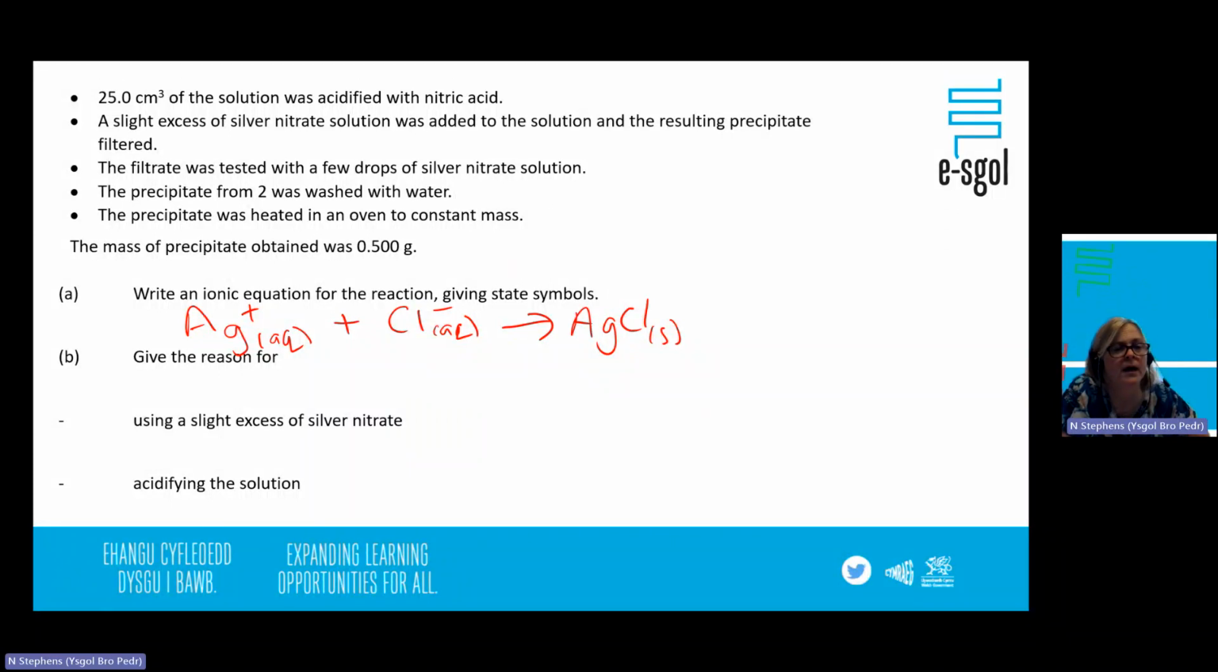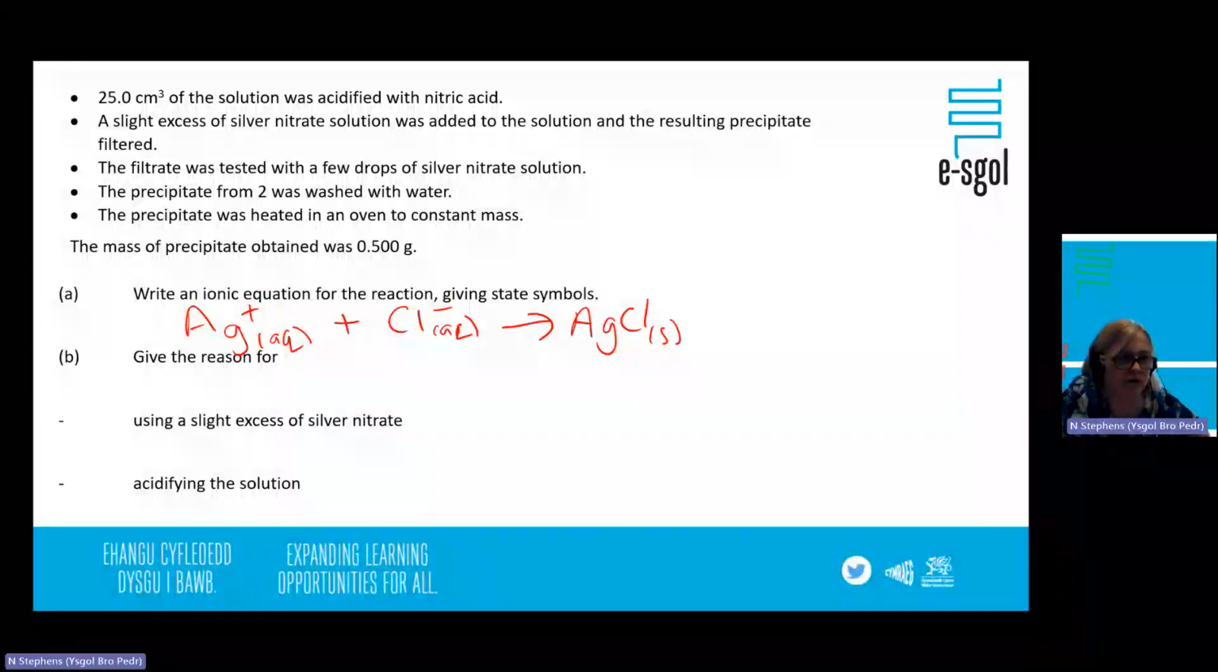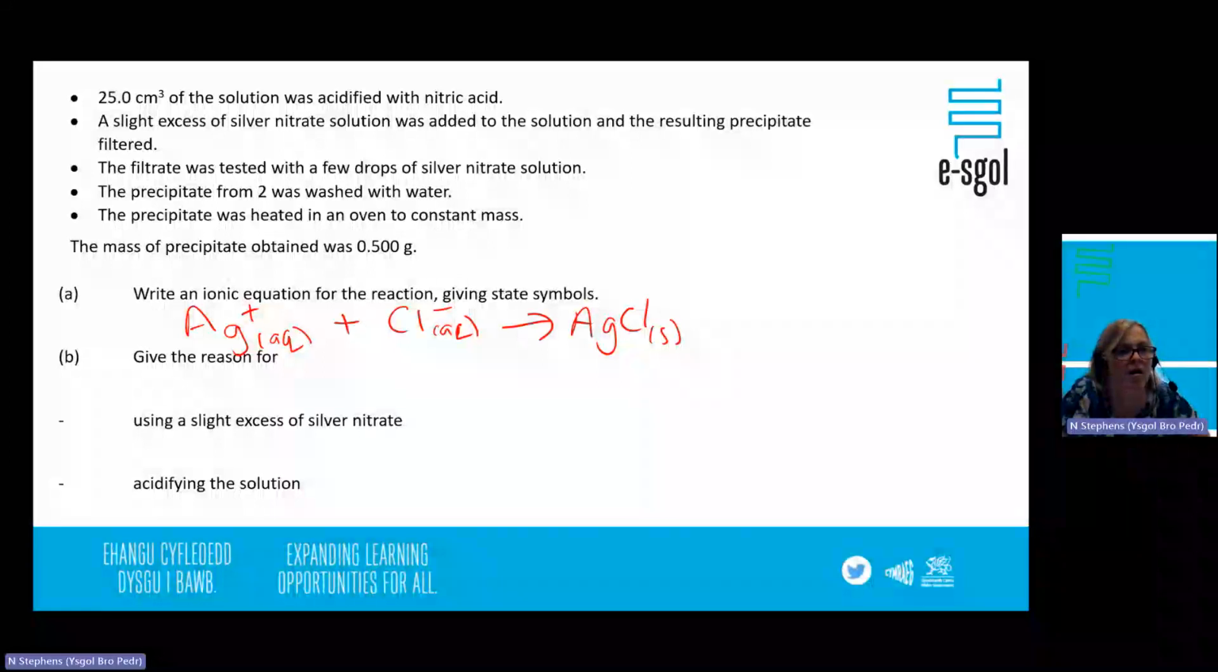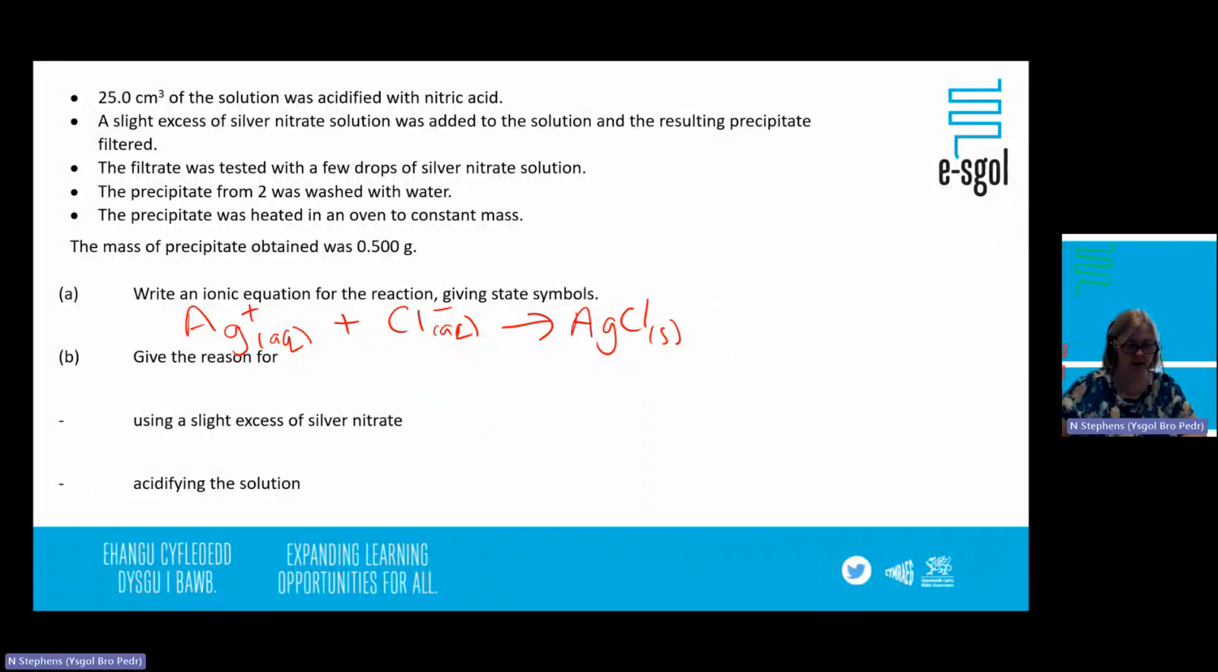And you must show your understanding of the fact that it would be a precipitation by using that state symbol solid. It then went on and asked you, which again is well within the remit of what they may ask you, is explain why certain things were done. So give a reason for using a slight excess of silver nitrate. Okay, well, the reason that you add an excess of silver nitrate is because you want to make sure that all that chloride is indeed precipitated out. So it's just a checking mechanism.